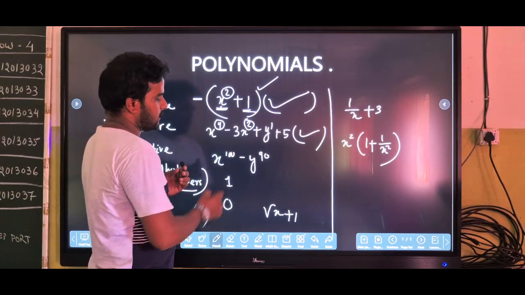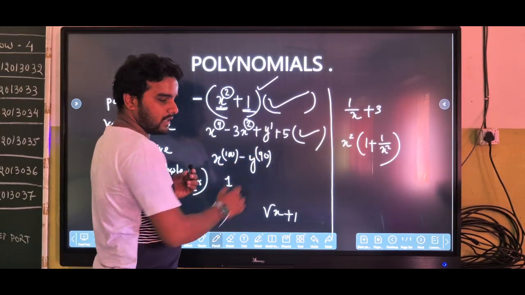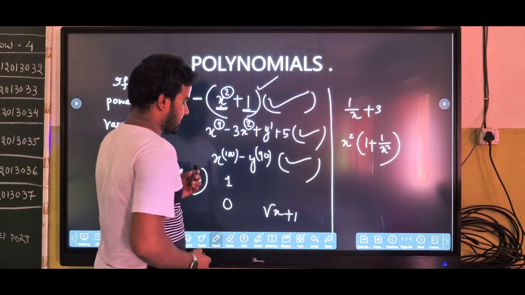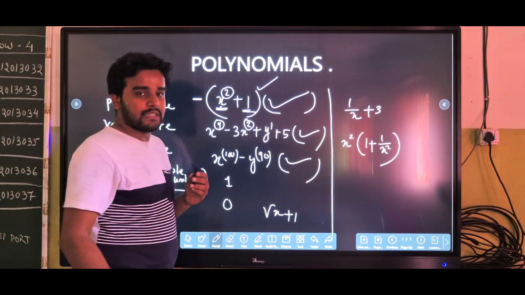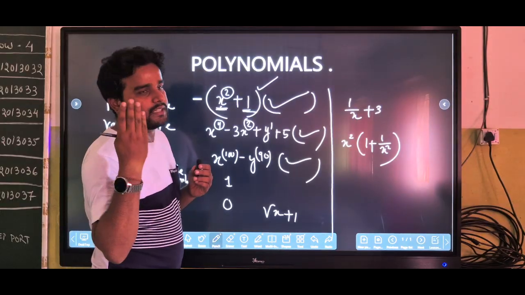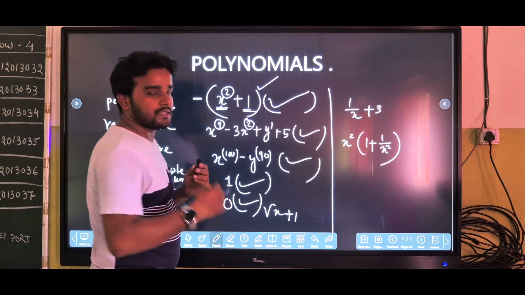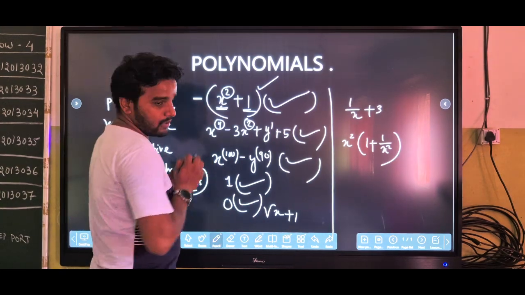So what about the third one? 100, 90 are also whole numbers. So this is a polynomial. Next one, 1 and 0. These are the basic things which you have already studied in class 9. This will be a polynomial. Later I will discuss how these have a certain power form.